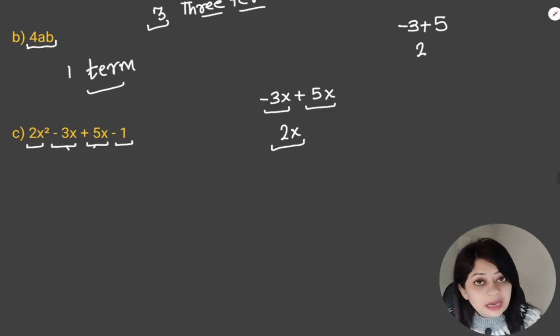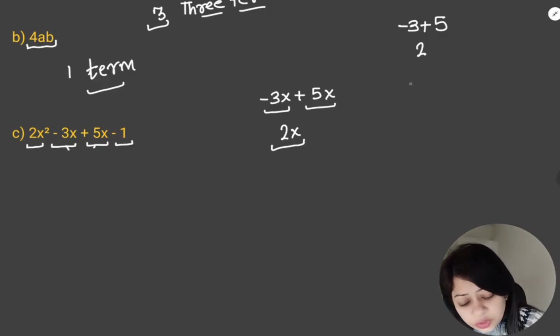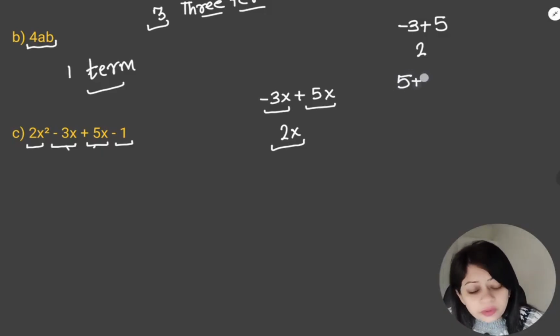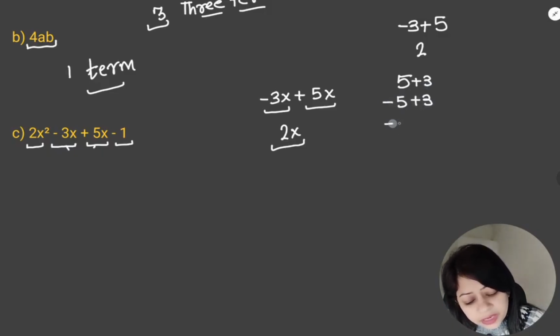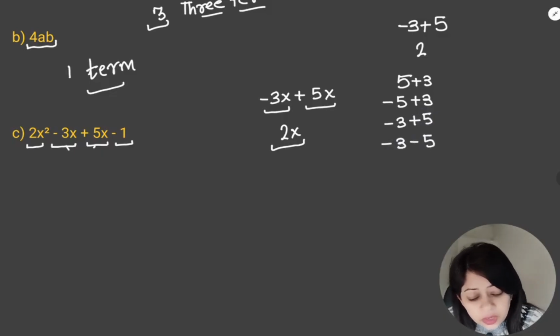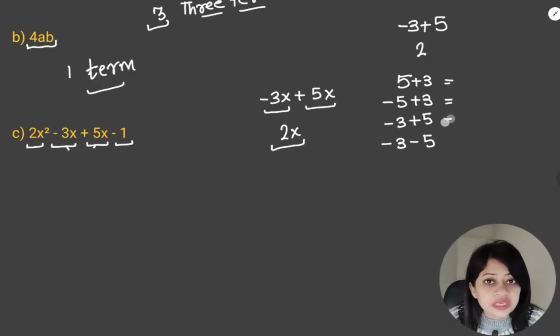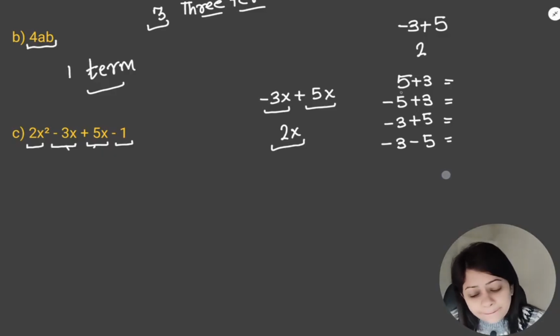Okay. When we add integers, how do we add them? I will write 4 examples here. Suppose you have 5 plus 3. You have minus 5 plus 3. You have minus 3 plus 5. You have minus 3 minus 5. Right? When you add integers, what do you see? You see the sign of the integers. I will tell you two methods to add integers, because it is important to know addition of integers while solving algebraic expressions. Okay. Here, what is 5 plus 3? Both are positive signs. So you will add them.